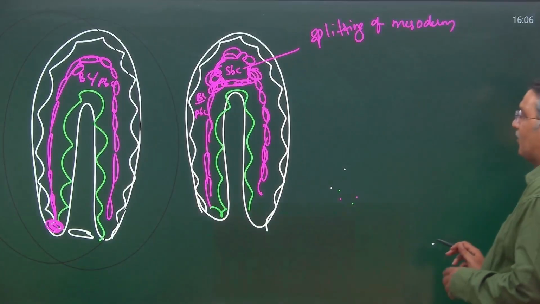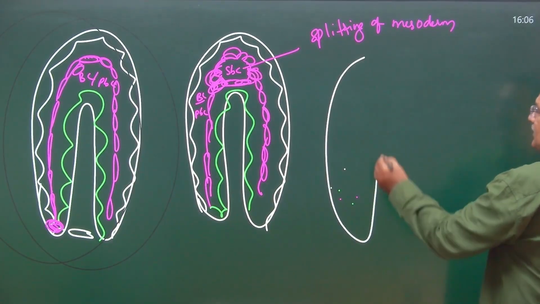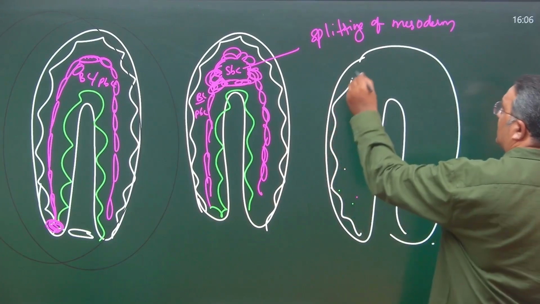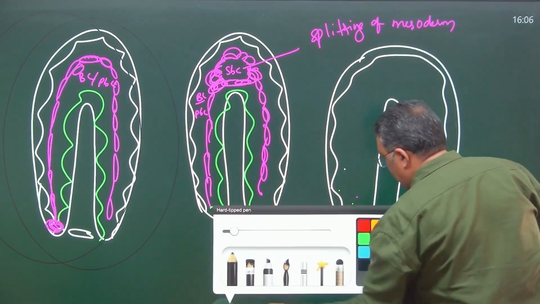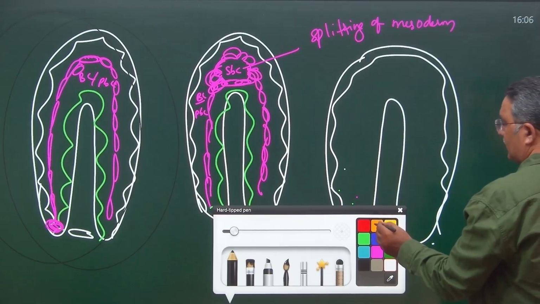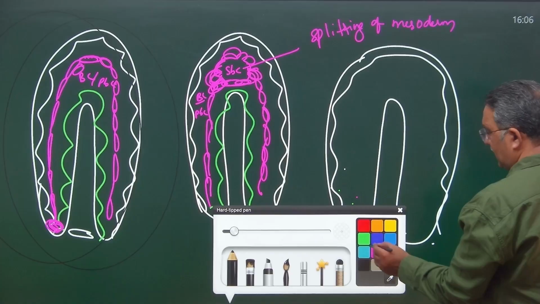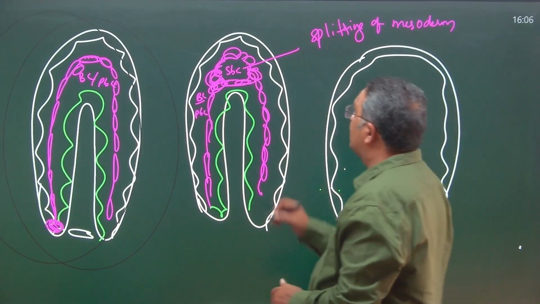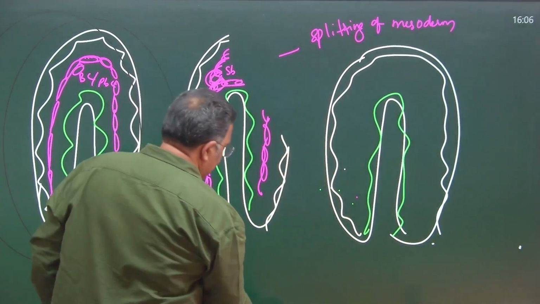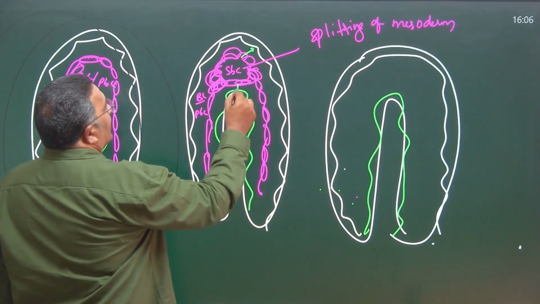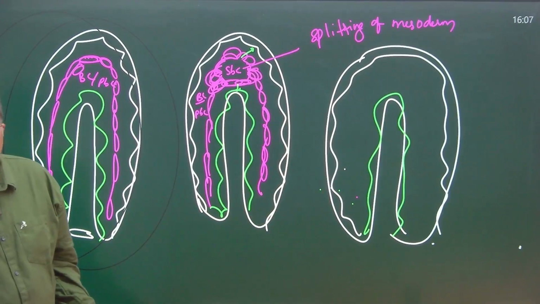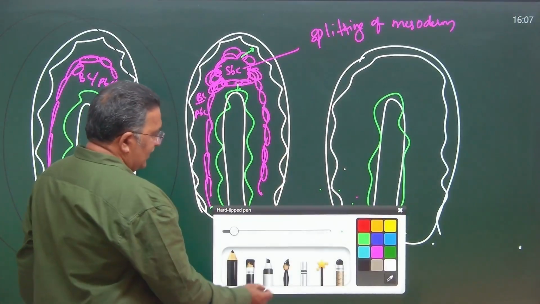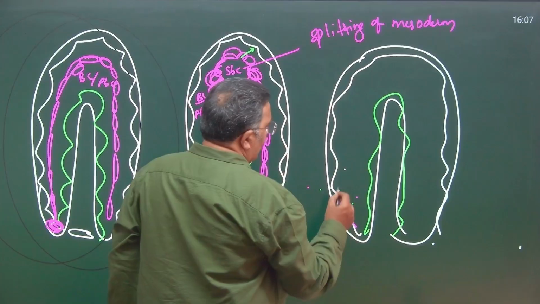I will show you what happens after splitting, as usual, in the thought diagram. This is the ectoderm, and next, which color? Green. Okay, this is the endoderm. And what happens? Mesoderm splits, goes to this side, this side. What does it mean? It goes to the ectodermal side and goes to the endodermal side. That I will show you in the next diagram.